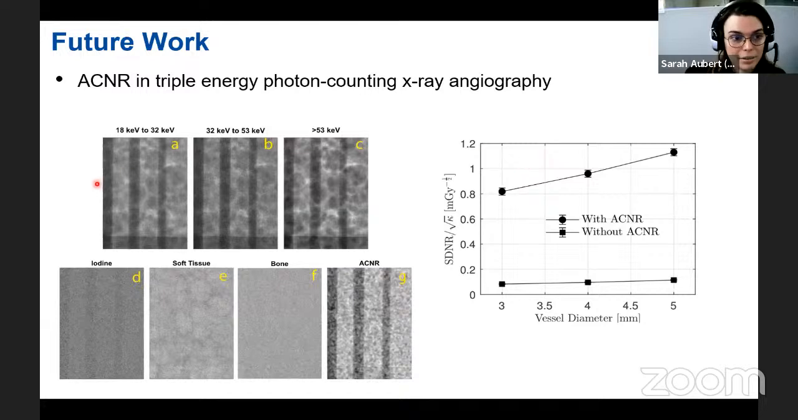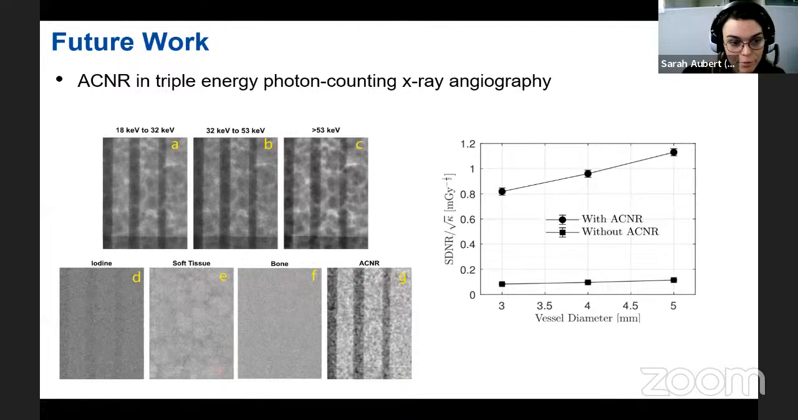And so here we have an example of that. We have 3 different energy bin images. So the first bin is from 18 to 32 keV. The second is from 32 to 53. And the third is anything greater than 53. And these were acquired using a tube voltage of 80 kV. So we can see we have our vessels in the image here, as well as a small region of aluminum to simulate bone down at the bottom. And we have the soft tissue variations induced by that clutter phantom along the back.